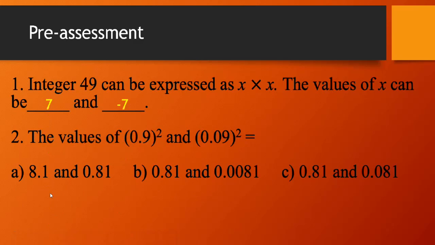Question number 1. The answer for question number 1 is 7 and minus 7. So 7 and minus 7 can be expressed as the integer 49. Question number 2 answer is 0.81 and 0.0081.